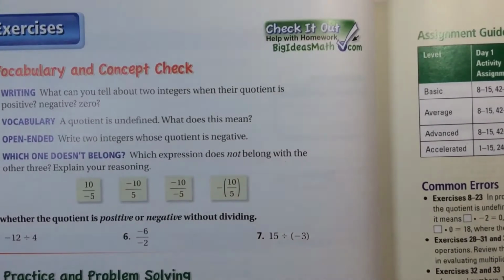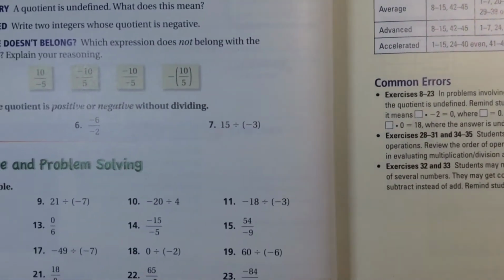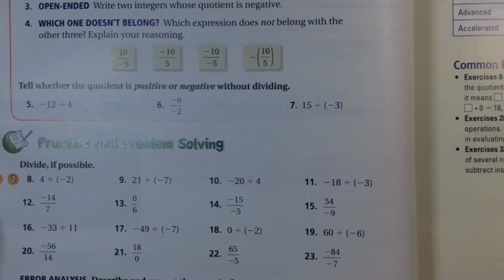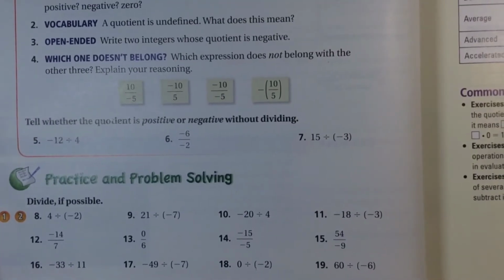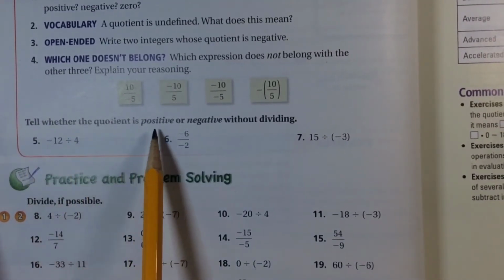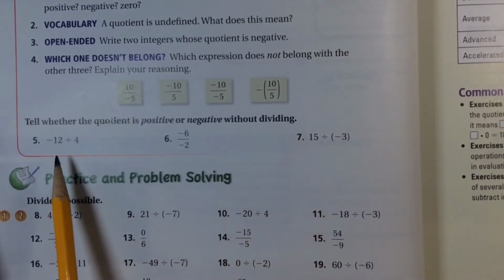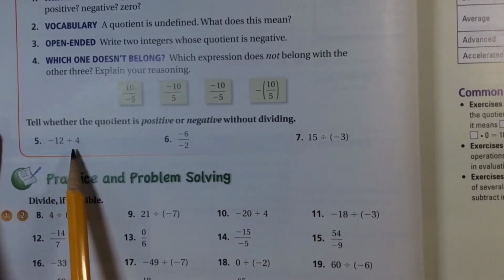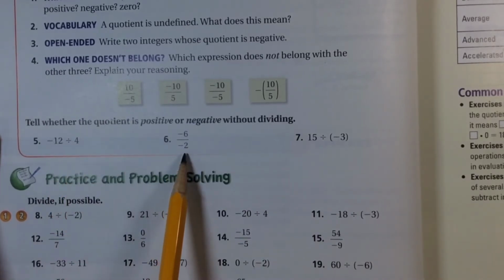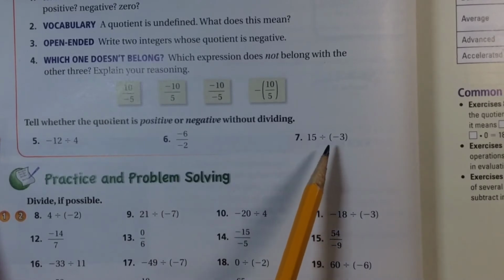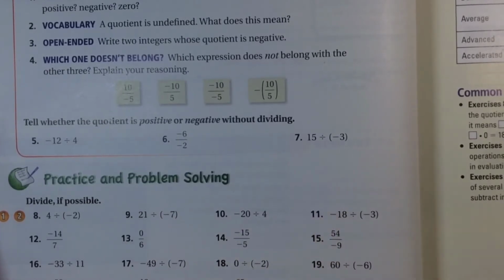And then finally, on these last 3, tell whether the quotient is positive or negative without actually dividing. Different signs, so it's going to be negative. Same sign, it's going to be positive. Different sign, it's going to be negative. Well, those were easy.